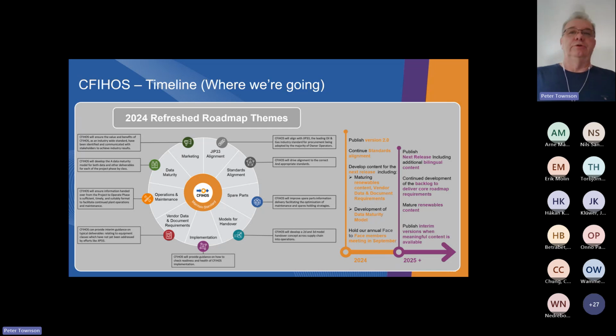We added the data maturity theme. So these are our key themes that we've got within CFIHOS. And obviously the very important part as well in the middle is doing the maintenance on the bits that we've already published. So I won't go through all of these themes, but one of the things is that we've got the GIP 33 alignment that we're working on.